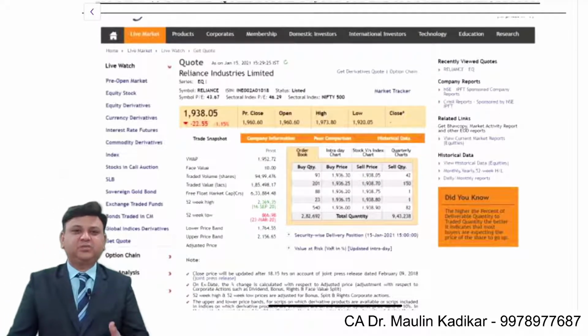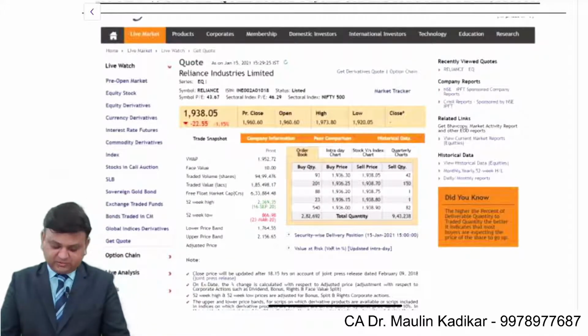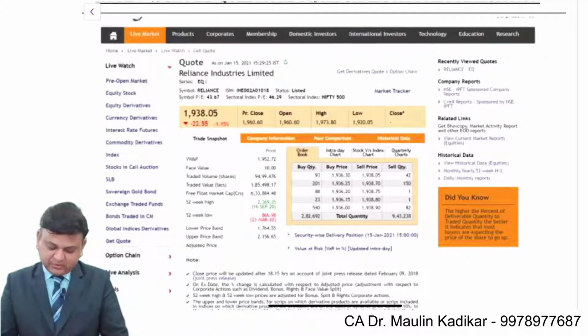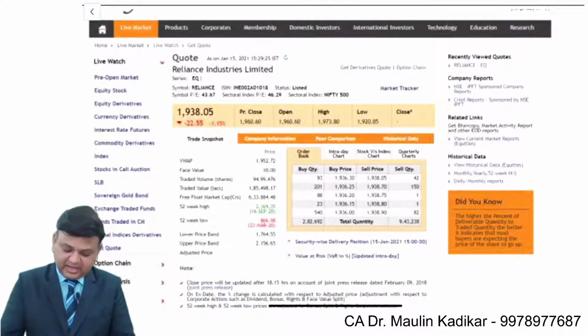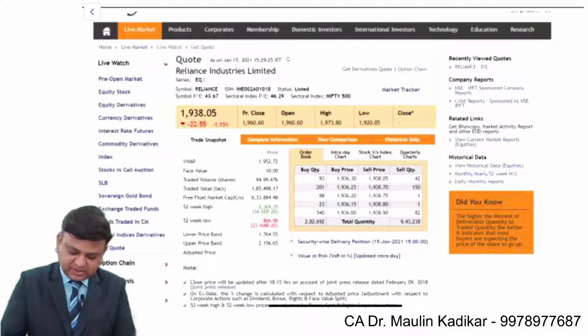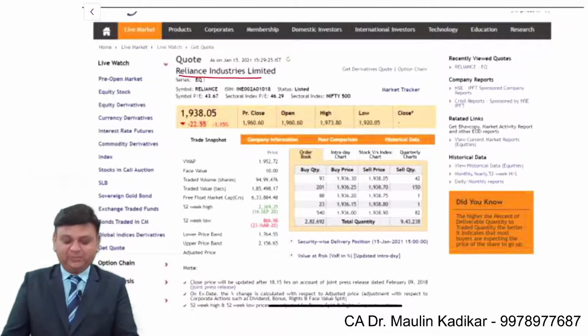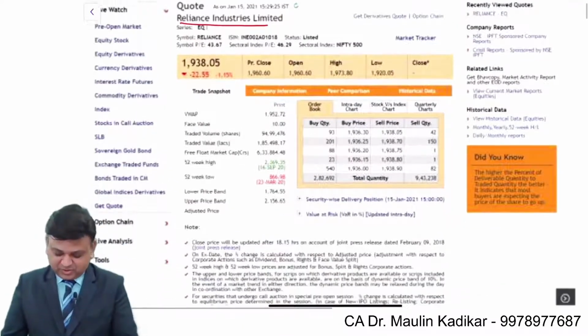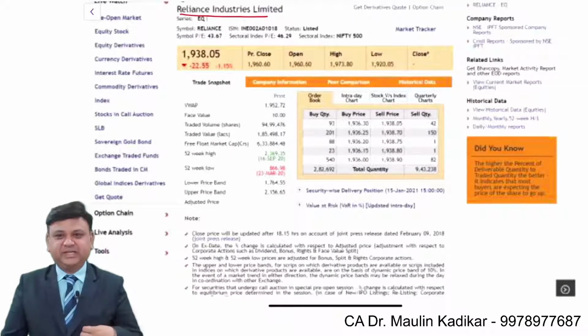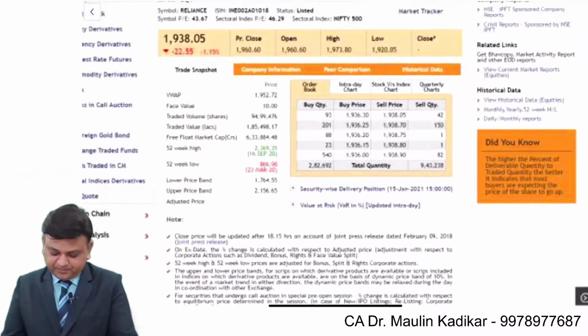Friends, here is a small quotation about the cash market. I just want to give you an explanation of the cash market. I have randomly selected a security, Reliance Industries Limited. I am not holding shares of this company. I just want to give you some basic explanation, nothing great about it.